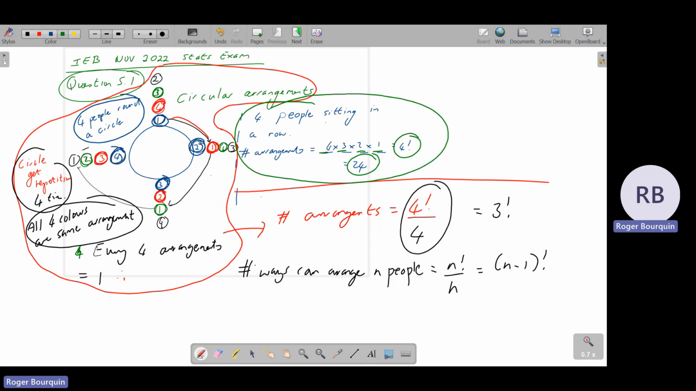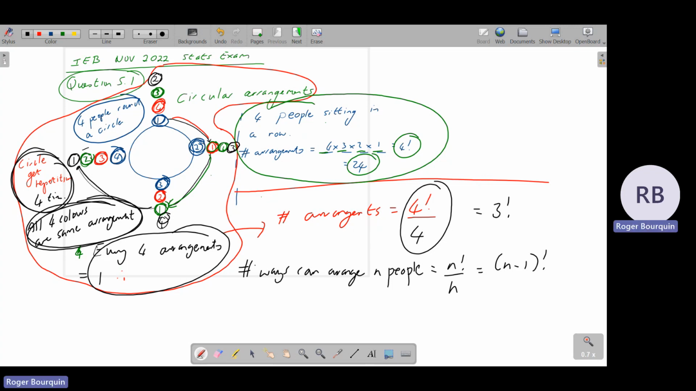If I took the person in position 1 and shifted everybody across, I'd have 1 here, 2 here, 3 here, 4 here. They're still sitting in the same position relative to each other. And if I shifted 1 across to there and everybody shifted in that direction, you go 1, 2, 3, 4. So all 4 of those color arrangements represent one arrangement. What looks like 4 different arrangements is in fact, in a circle, one arrangement, because you get this repetition 4 times.